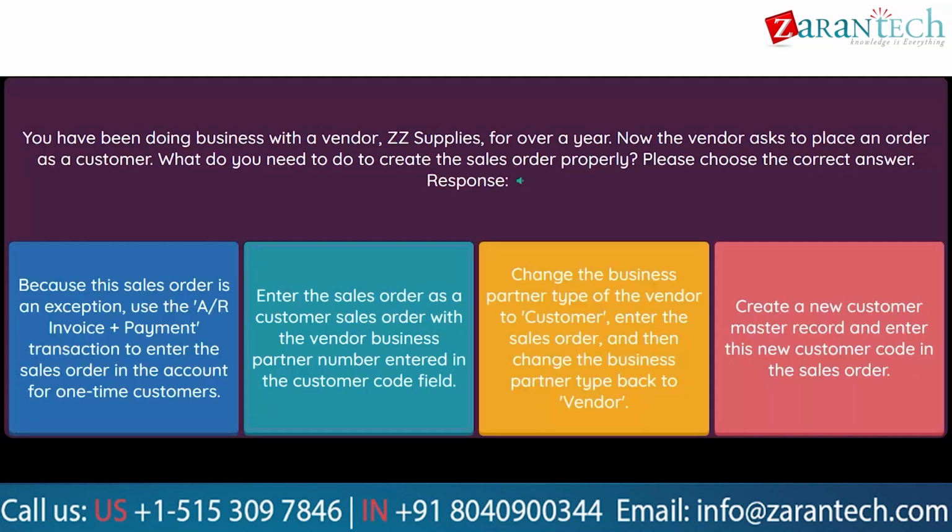Option 2, enter the sales order as a customer sales order with the vendor business partner number entered in the customer code field. Option 3, change the business partner type of the vendor to 'customer', enter the sales order, and then change the business partner type back to 'vendor'. Option 4, create a new customer master record and enter this new customer code in the sales order.